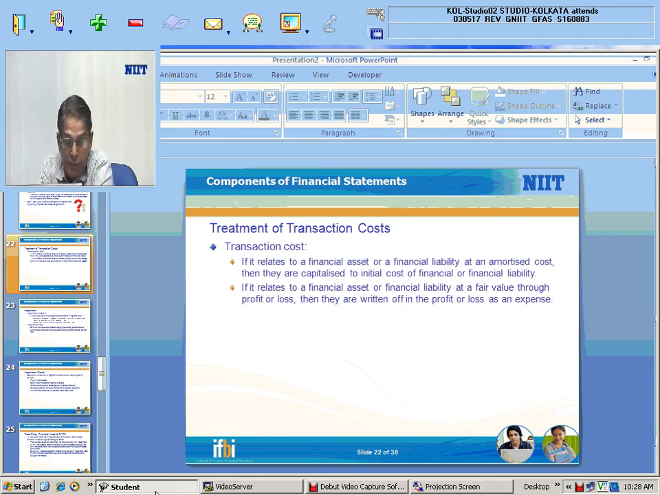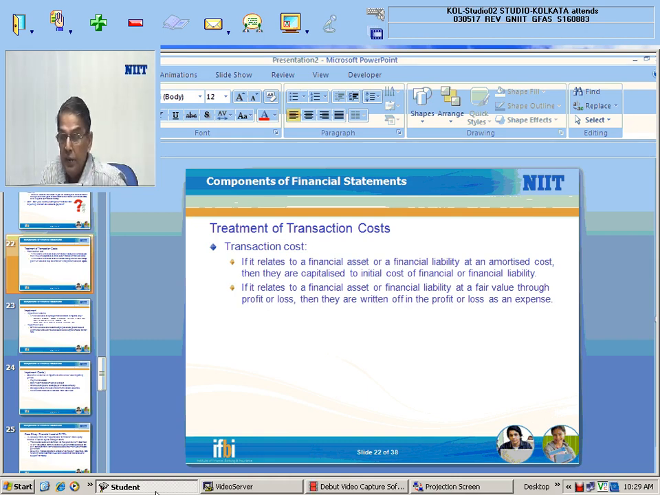transaction cost was incurred. So transaction cost may arise in the acquisition, issuance or disposal of a financial instrument. Transaction costs are incremental costs such as fees and commissions paid to agents, advisors, brokers and dealers, levies by regulatory agencies and security exchanges, and transfer taxes and duties. So these are normally capitalized by adding them to the initial measurement of the financial asset or liability.